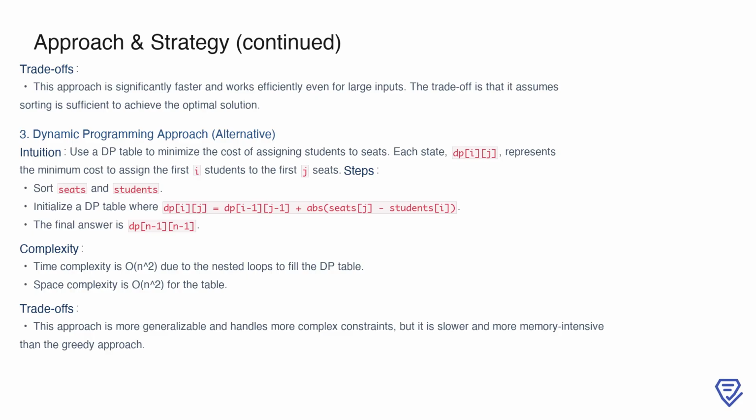While this approach is more generalizable and can handle additional constraints, it comes with a higher computational cost. The time complexity is O(n squared), due to the nested loops required to fill the DP table, and the space complexity is also O(n squared), to store the table. This makes it slower and more memory-intensive compared to the greedy approach, so it may not be the best choice unless additional constraints make it necessary.